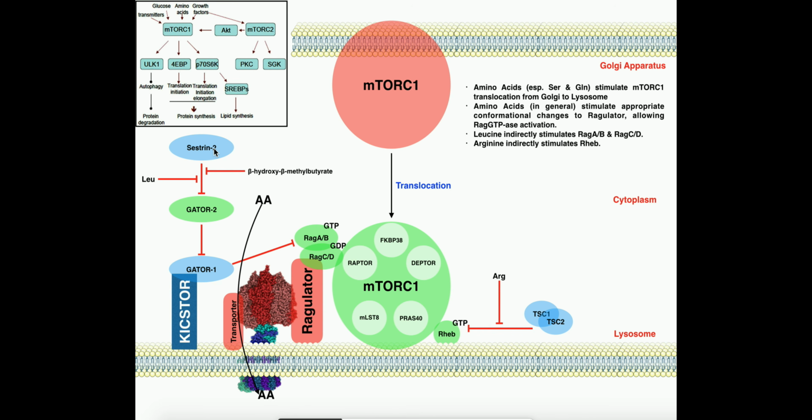So cestrin-2, in the presence of leucine, will no longer be able to inhibit GATOR2. And so you're lifting the inhibition, so GATOR2 becomes active. And for the purpose of this video, all the important active proteins I've shown in green. Okay, so GATOR2 is active with leucine present.